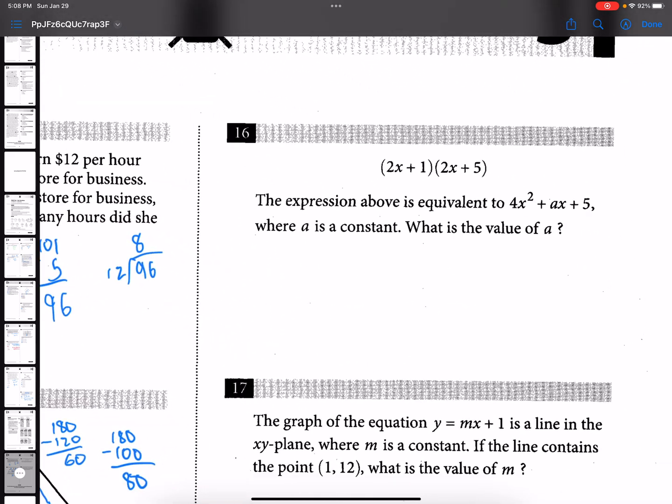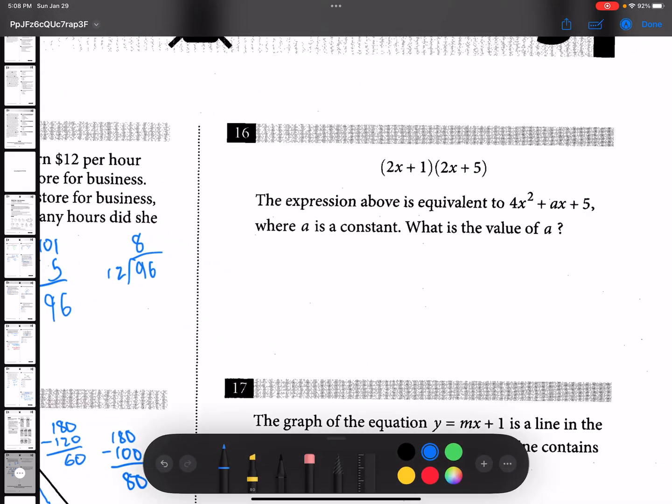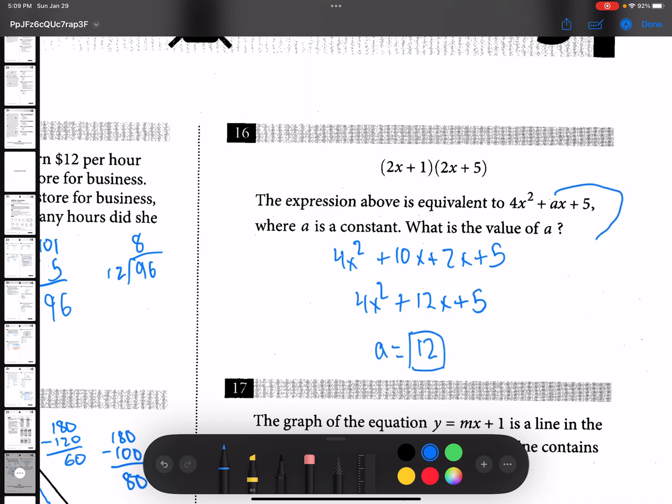Okay, number 16. The expression above is equivalent to the one shown, where a is a constant. What is the value of a? Okay. So 2x squared times 2x squared is equal to 4x squared. And that gives us plus 10x plus 2x plus 5. So 4x squared plus 12x plus 5. So that means that a is equal to 12, because that's our a value according to this.